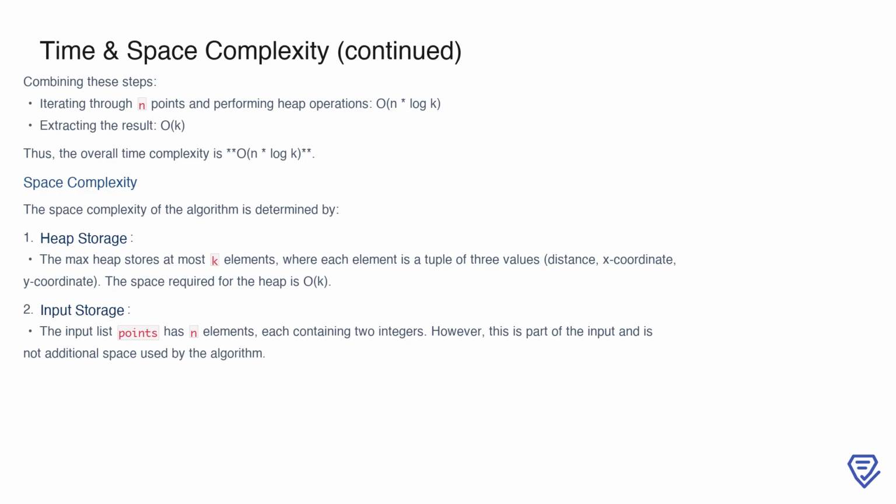For the space complexity, the main contributor is the max heap, which stores at most k elements. Each element in the heap consists of three values, the squared distance and the two coordinates of the point. This requires O(k) space. The input list, which contains n points, doesn't count towards additional space usage since it's part of the input. These factors determine the space requirements of the algorithm.